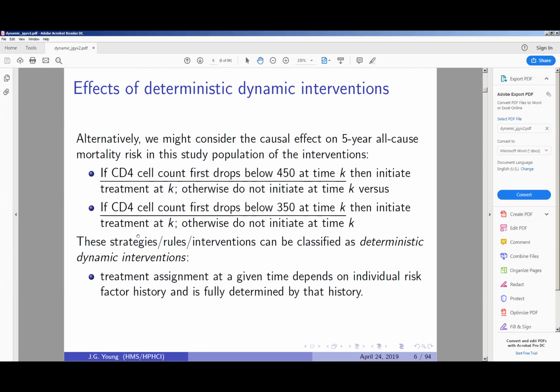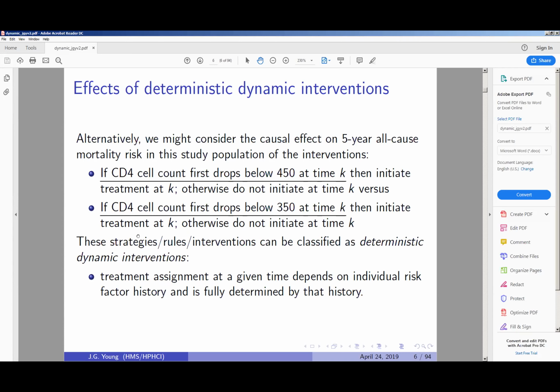Alternatively, we could consider a different type of rule. For example, we could consider the causal effect on, again, 5-year all-cause mortality risk in the same study population under, say, an intervention if CD4 cell count first drops below 450, where CD4 cell count, for those of you who are not familiar with HIV, is a marker of disease progression, of immune suppression. So the higher it is, the better for the patient. The lower it gets, the more the disease has progressed.